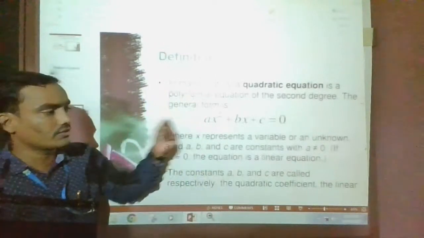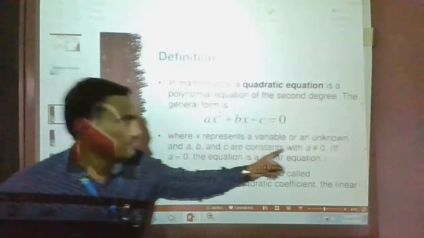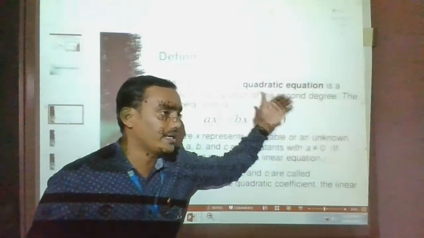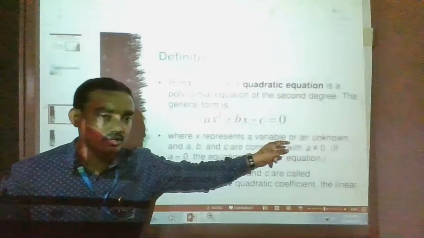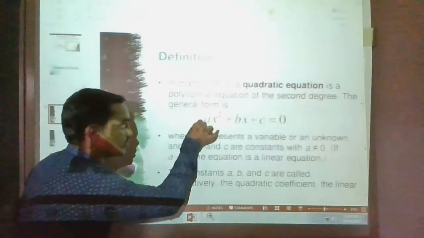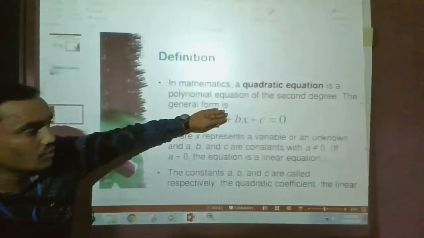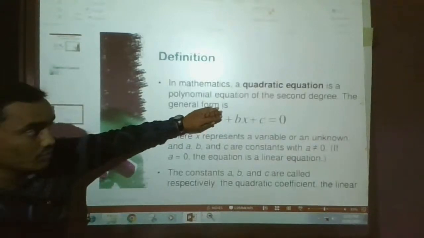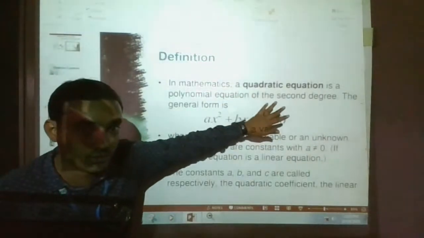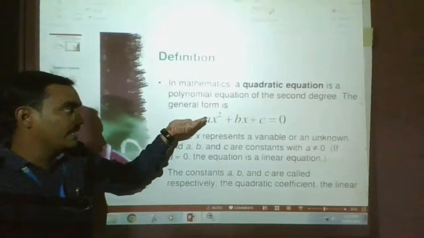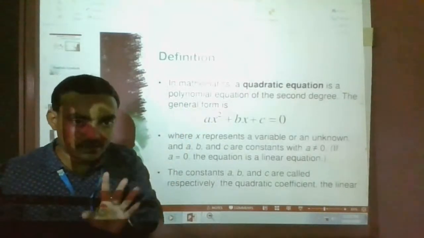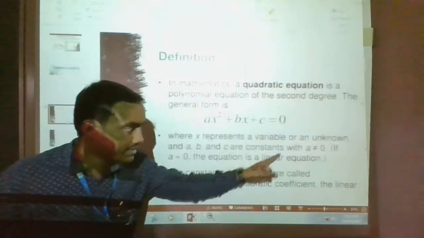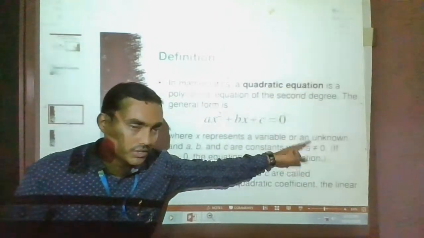Why is a not equals to 0 here? Suppose a is equals to 0, then this term becomes totally 0. It becomes only bx plus c is equals to 0. Then what will happen here? If the degree is not equals to 2, then it is not a quadratic equation. Therefore, the condition is a is not equals to 0.